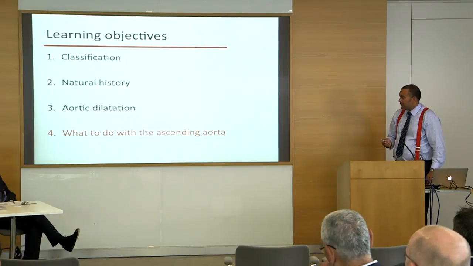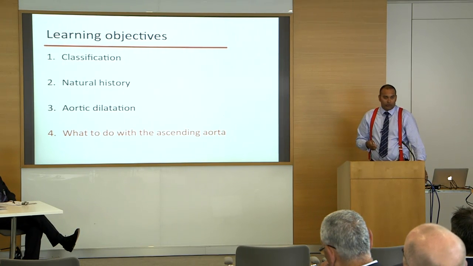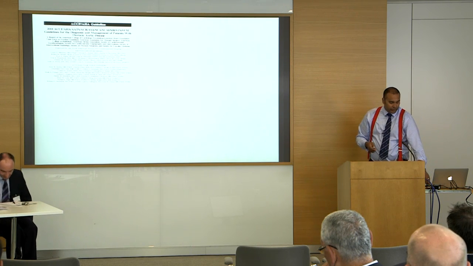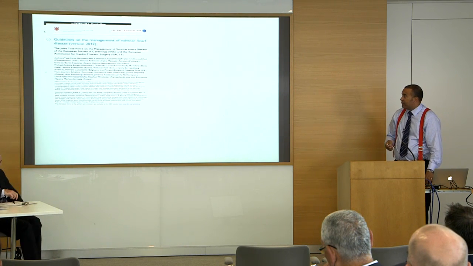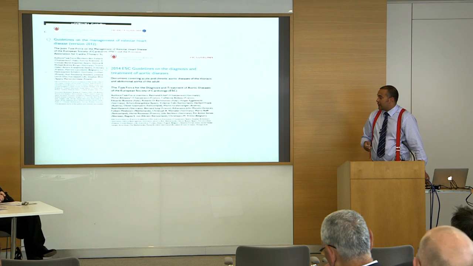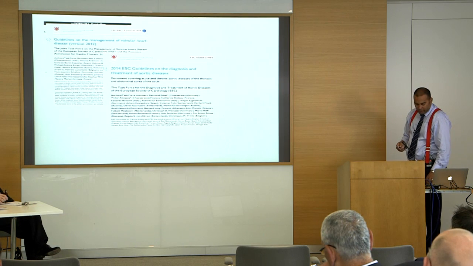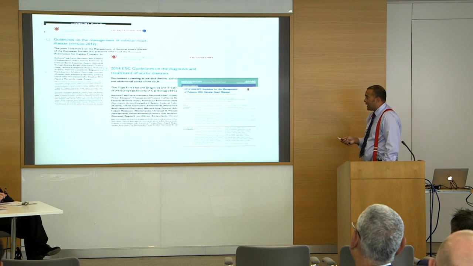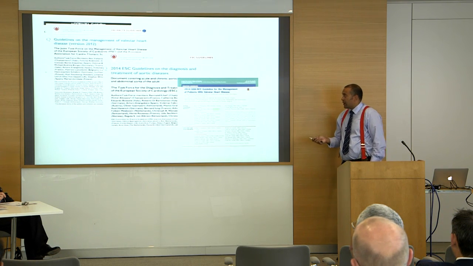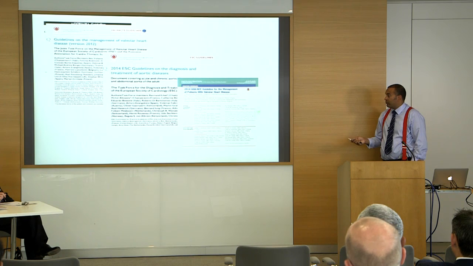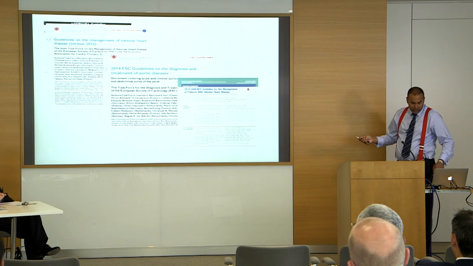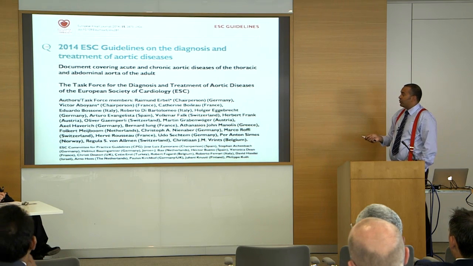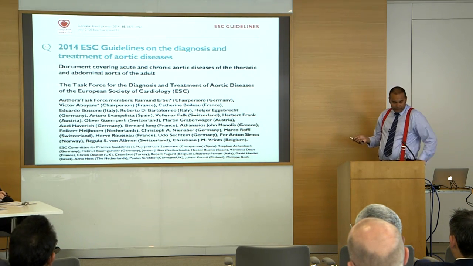So, the final question, what to do with the ascending aorta? Well, it's based on 4 sets of guidelines, the valvular guidelines and the aortic guidelines from each of the ESC and AHA-ACC. And I'm going to concentrate on the most recently published guidelines from 2014 from both groups. So the 2014 ESC EACTS guidelines.